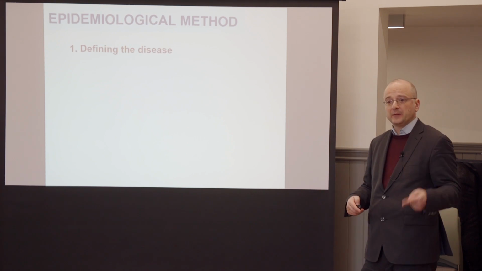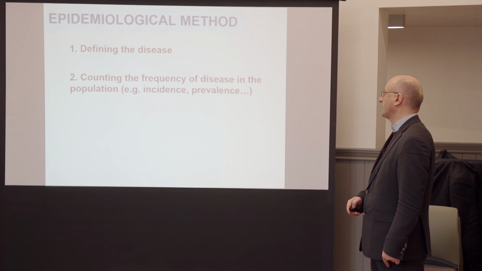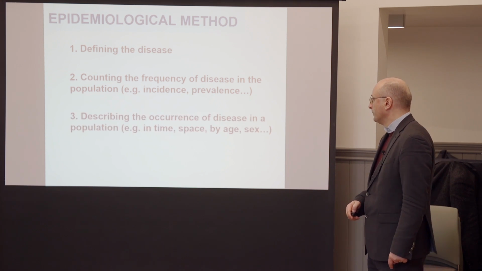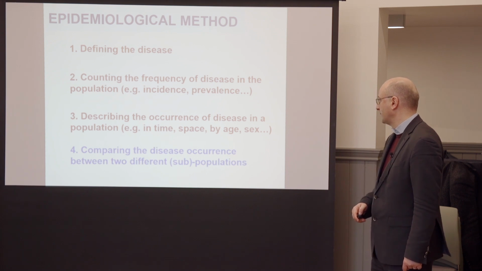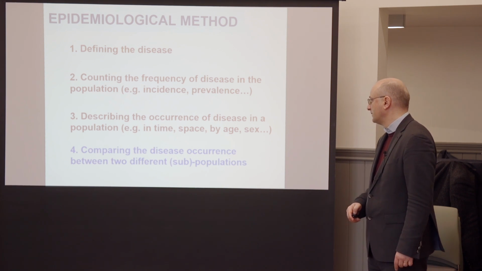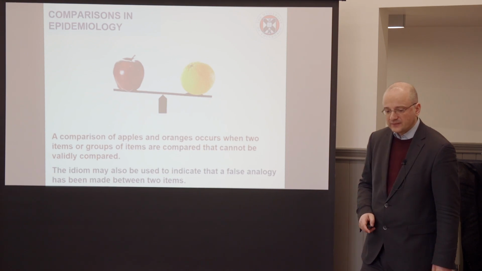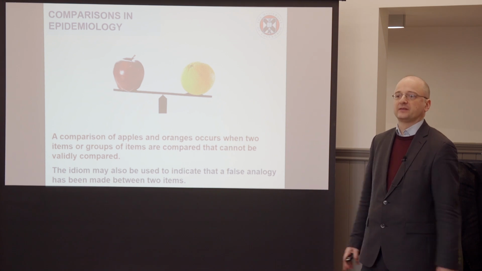So, going back to the epidemiological method, if you remember, we said define the disease and then count the frequency of disease in the population. We've done that. Now, describing the occurrence of disease in the population in time, space, by age and sex, and then comparing the disease occurrence between two different subpopulations. We're now going to think about what we do when we have those incidences, prevalences and mortalities.